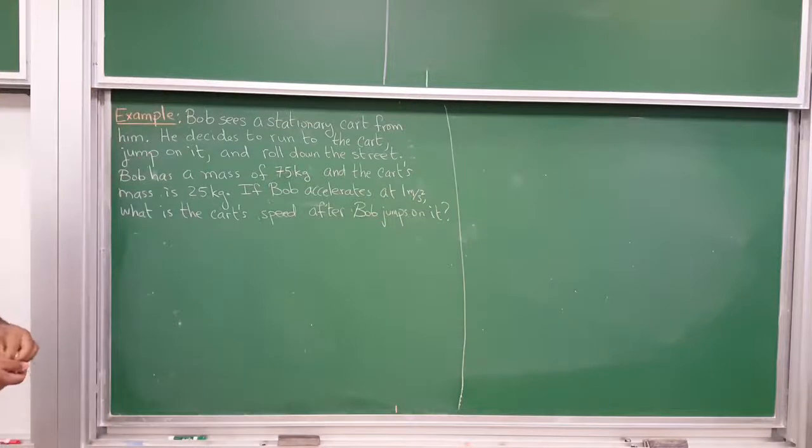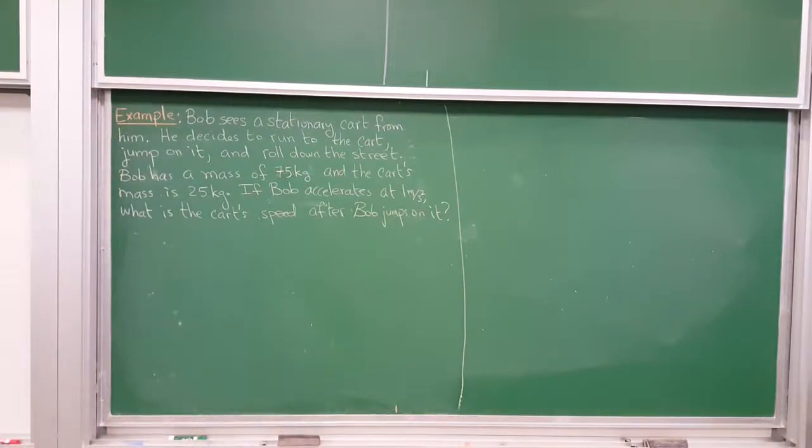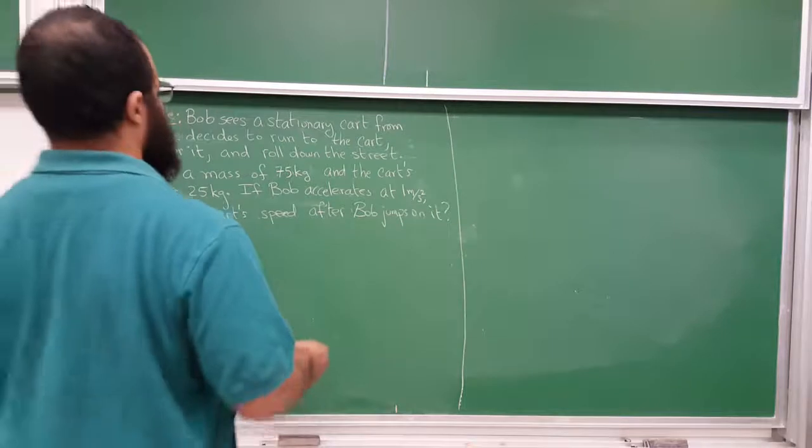Here's the next example. Let's read it together. And let me stand here and read it. So it says, Bob sees a stationary cart from him. I think it's, I forget how many meters from him. I forgot to write that down. Sees a stationary cart 8 meters from him.